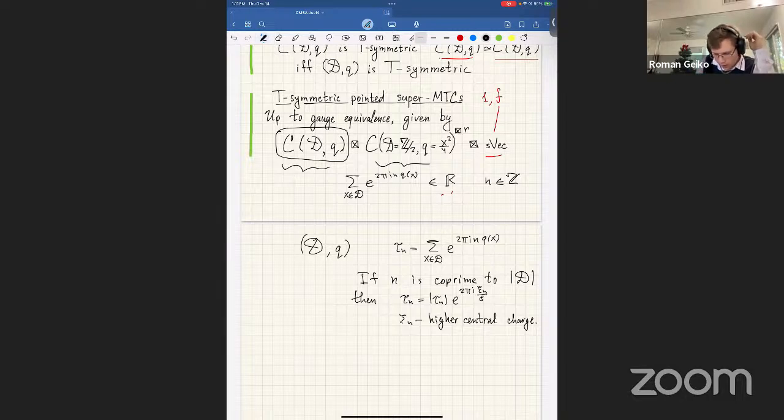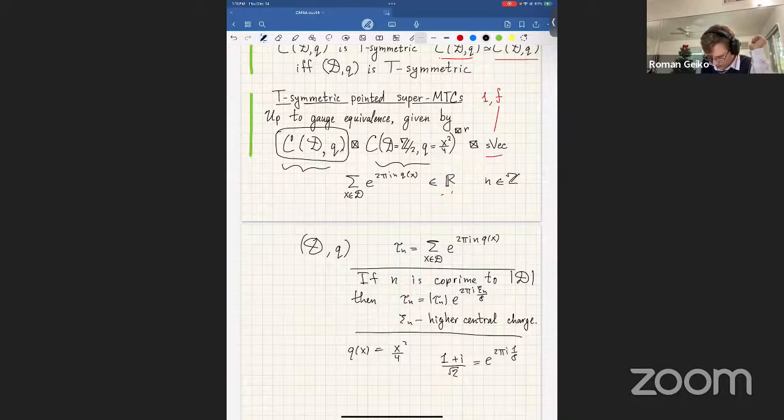So no, let's see. I'm saying that the higher central charge is not defined for all n. So for example, if I take some simple theory, if I take a semion theory, so q of x is x squared over 4, right? So the first Gauss sum is 1 plus i over, so it's e to the 2 pi i 1 over 8, and so this is the Gauss sum, the usual Gauss sum of a single semion.